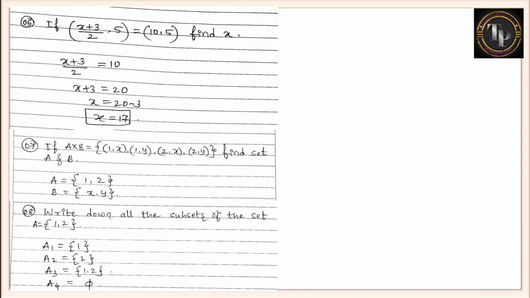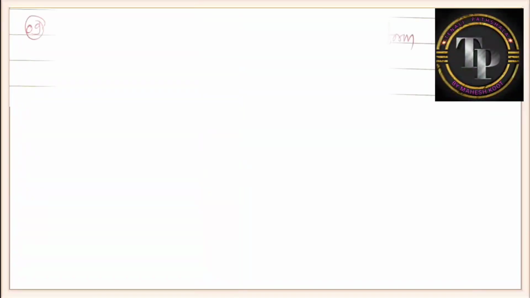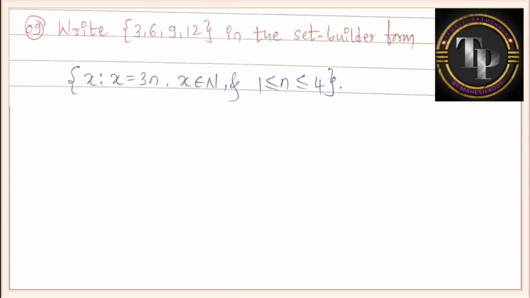So talking about question number 9, guys. Write 3, 6, 9, 12 in set builder form. You see, guys, 3, 6, 9, 12 means it is a multiple of 3. 3 1s are 3, 3 2s are 6, 3 3s are 9, 3 4s are 12, like that. So how to write in set builder form? x such that x equal to 3n and n belongs to N, and very importantly, n is greater than or equal to 1, less than or equal to 4.